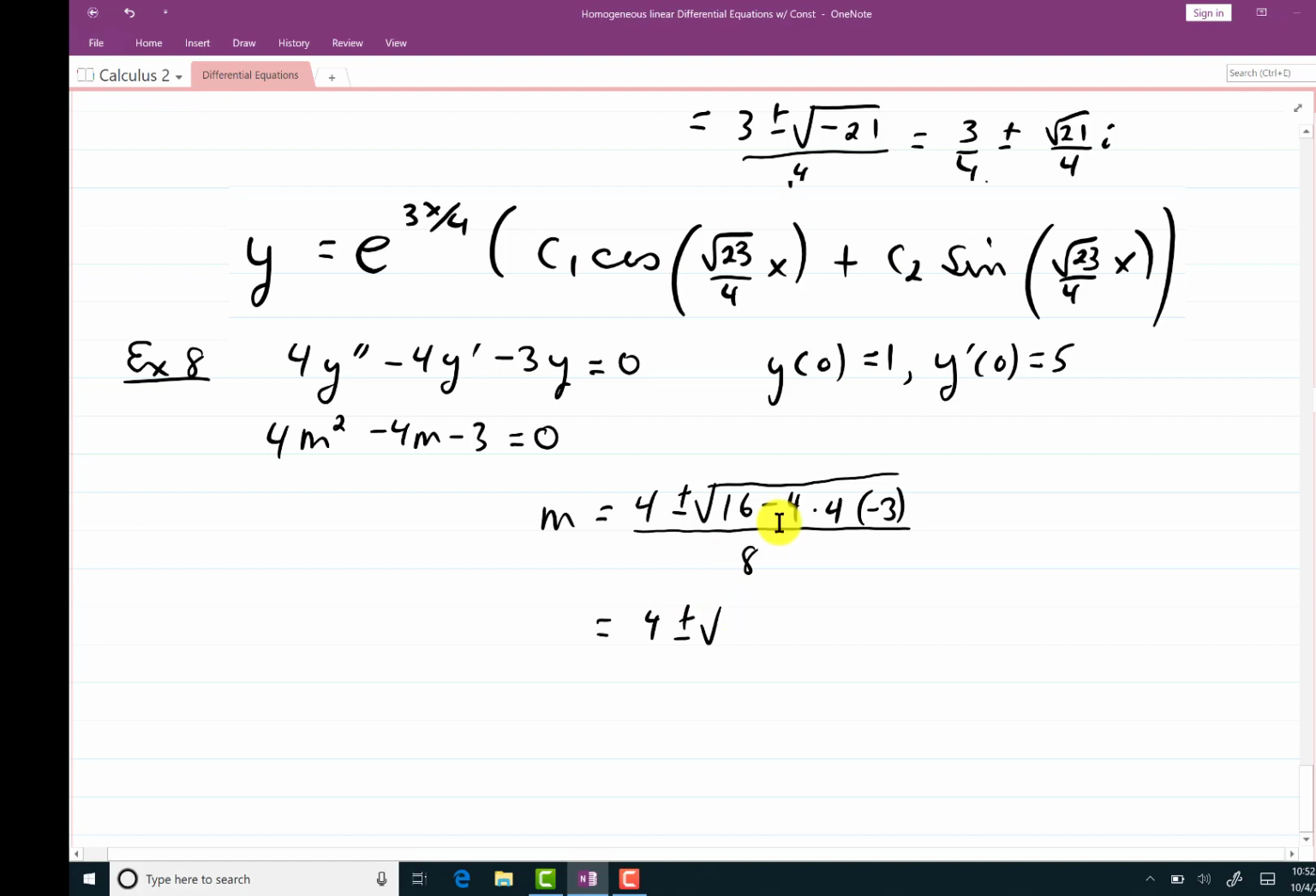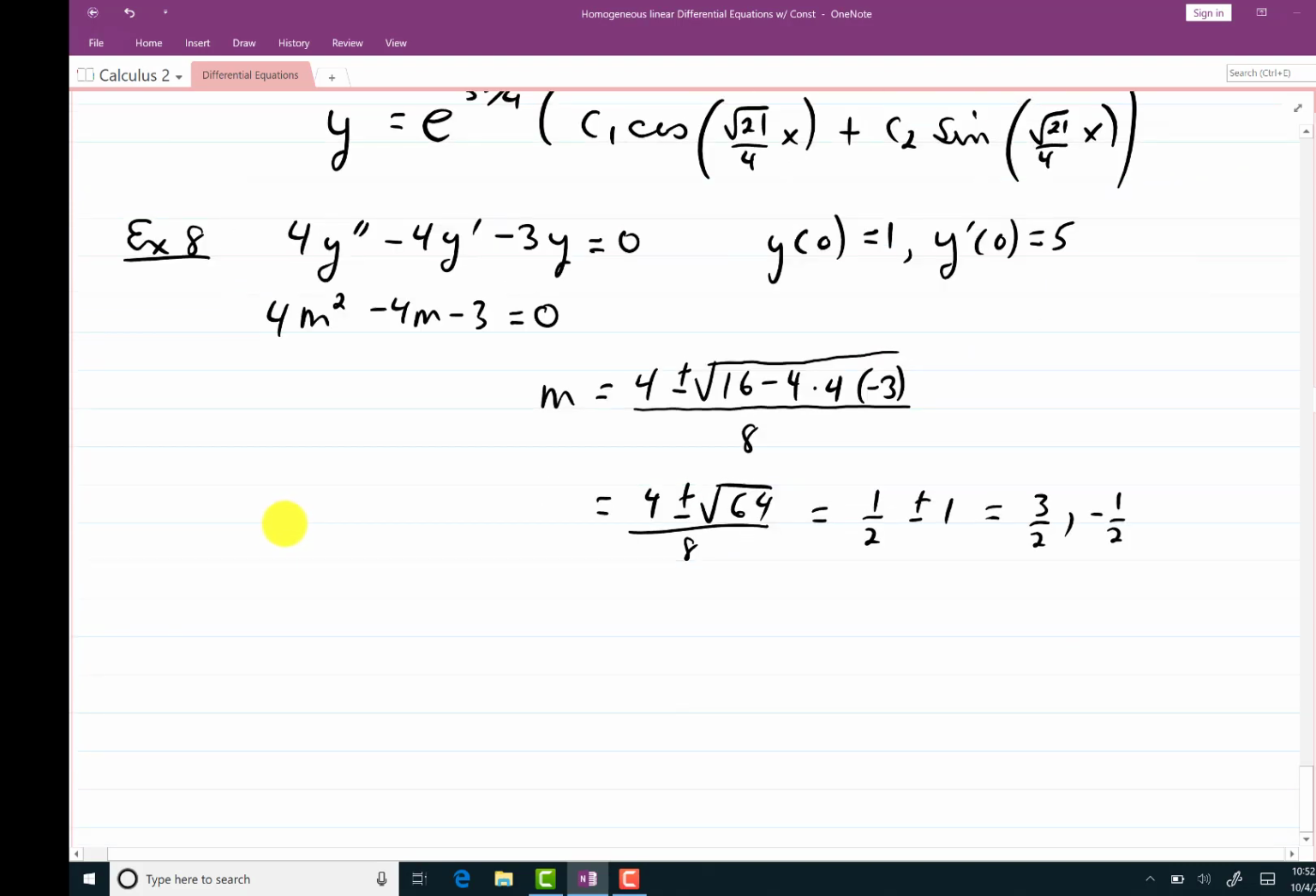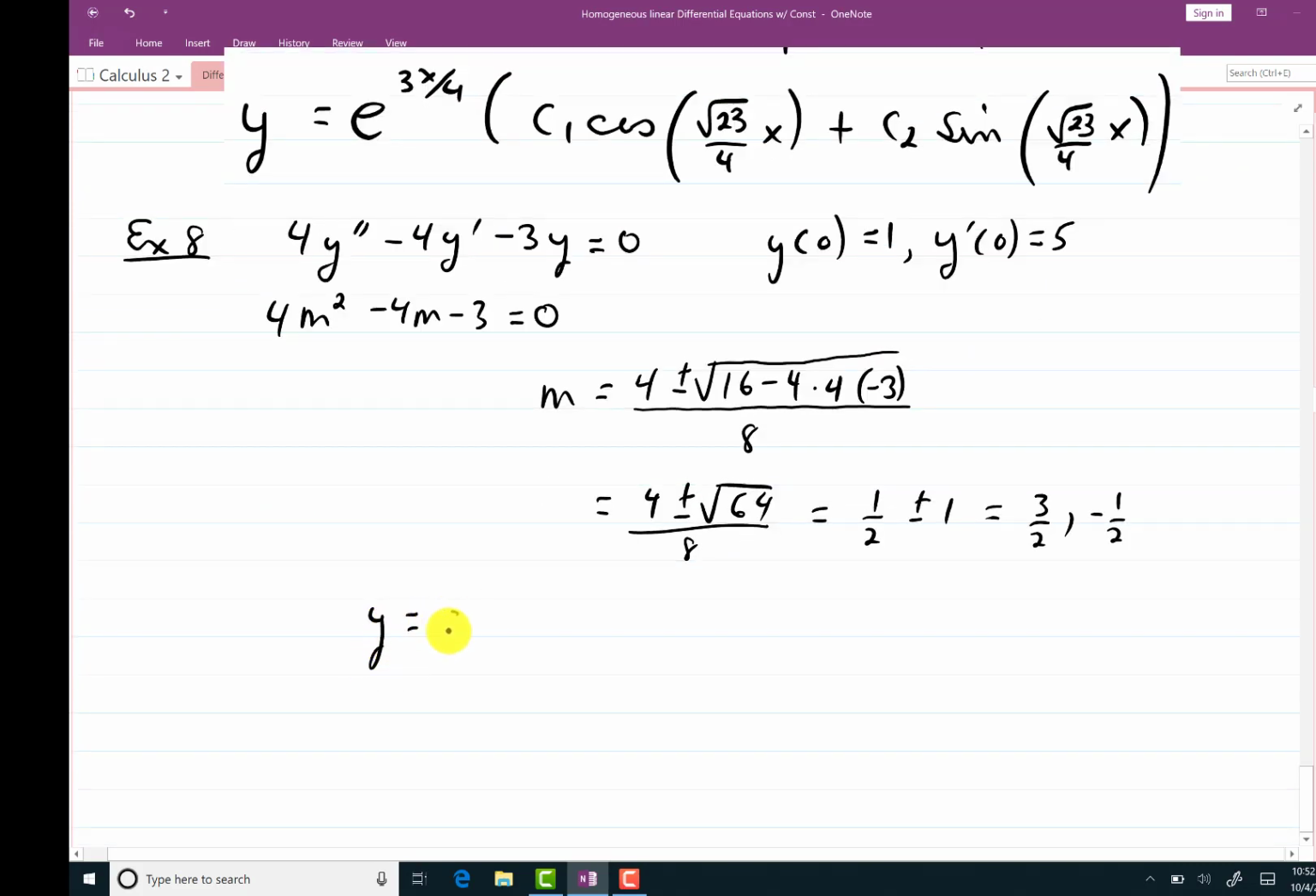Let's see what we get inside of here. I have, oh, this is nice. 16 plus 48 is 64. All over 8. So we get 1/2 plus and minus 1, which will be 3/2 and a negative 1/2. So we know that our solution is y equals c1 e to the 3x over 2 plus c2 e to the negative x over 2.